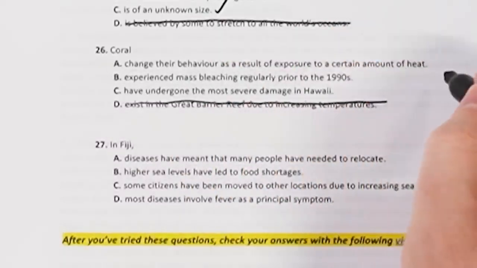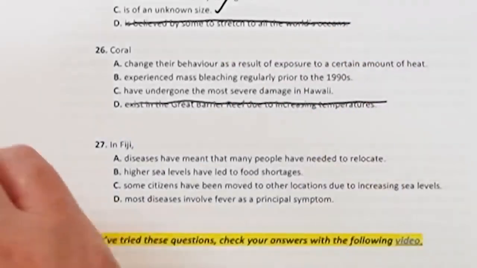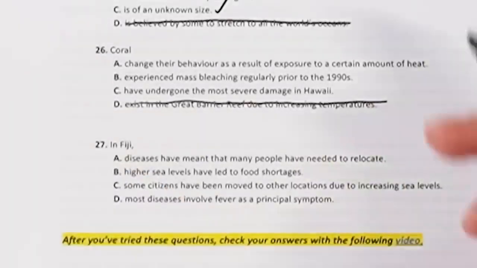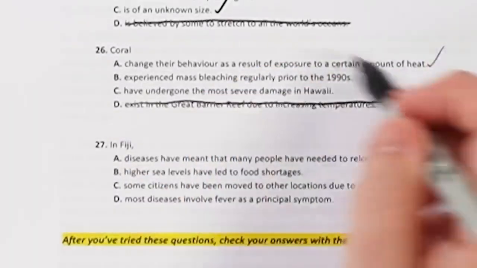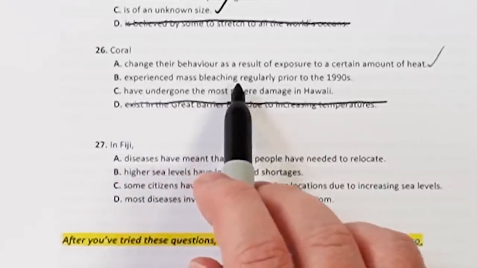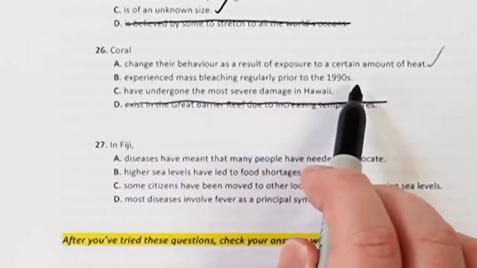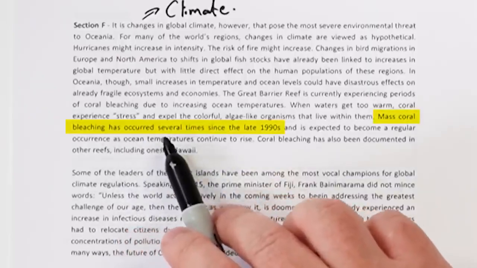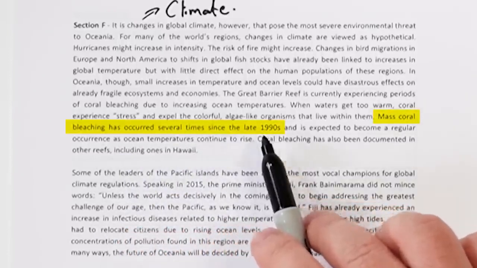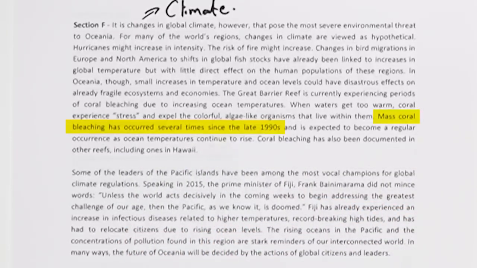Change their behavior as a result of exposure to a certain amount of heat. When waters get too warm, they change. It's probably this one, but let's check the other ones. Experience mass bleaching regularly prior to the 1990s. Mass coral bleaching has occurred several times since the late 1990s. So since, not before, so it's not that one.